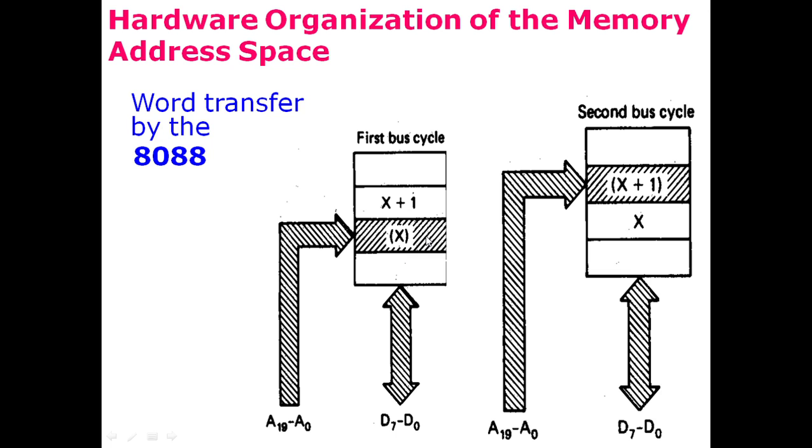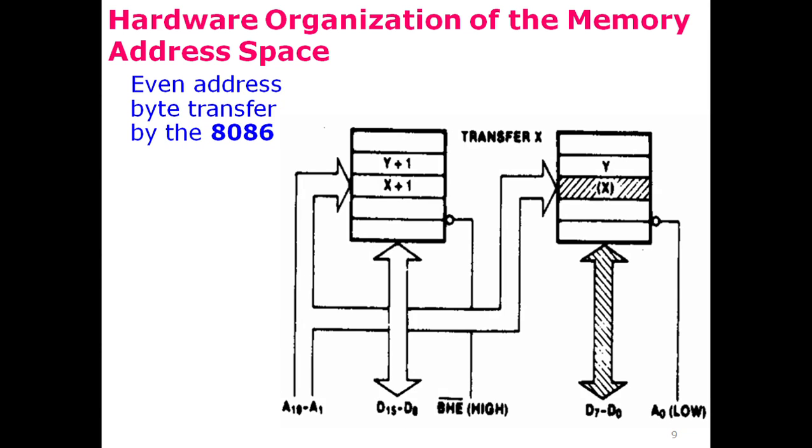So the 8-bit data from this location would be read or written through this 8-bit data bus. Then in the next bus cycle, which is the second bus cycle, the address provided through these 20-bit address lines would be incremented by 1. So it would identify the next higher location, which is X plus 1, and the 8-bit data would be read from this location or written to it through the data bus here. So in the 8088 microprocessor, 16-bit data can be read or written to the memory locations in two bus cycles.